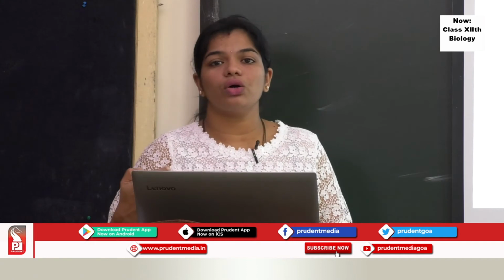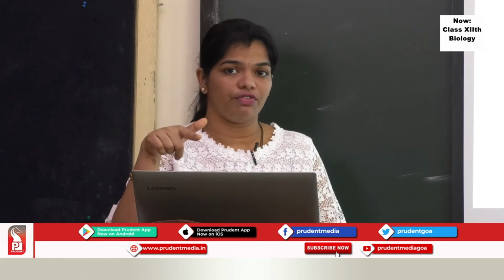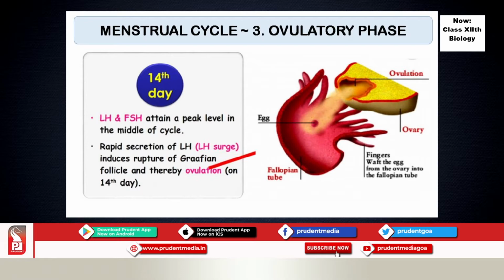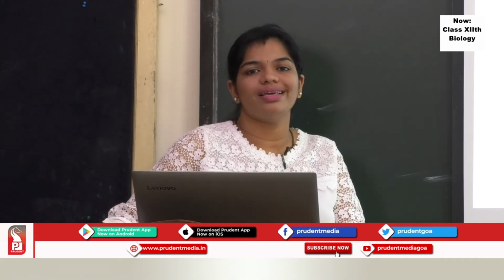The third phase is the ovulatory phase. LH and FSH, which were secreted in the follicular phase, will here reach their peak. It's the middle of the cycle now. By the 14th day, there is a rapid secretion of LH, which is termed the LH surge. This induces the Graafian follicle to open and release the secondary oocyte. This process is called ovulation, which takes place on the 14th day of the menstrual cycle.